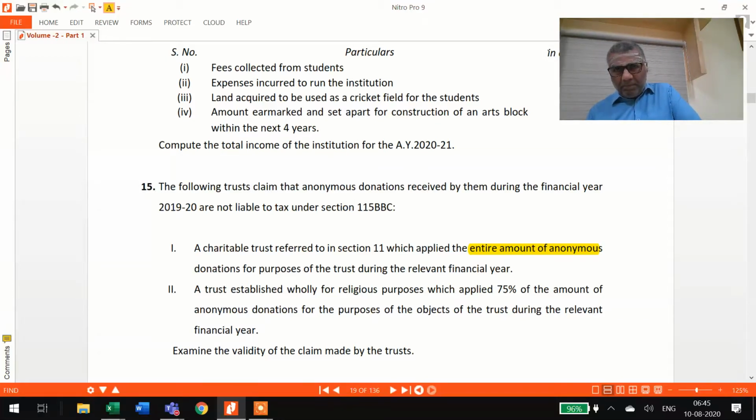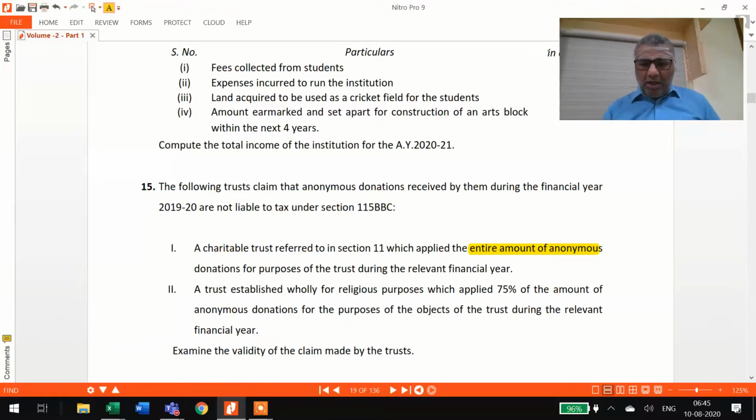Sir, for anonymous donations, whether only 1 lakh or 5% of the total donation, the exemption application is irrelevant. Yeah, but one correction: there is no exemption. It is taxable at normal rates. Up to 1 lakh or 5%, whichever is higher, is taxable at normal rate. The remaining is taxable at that, and as he said, application is irrelevant.